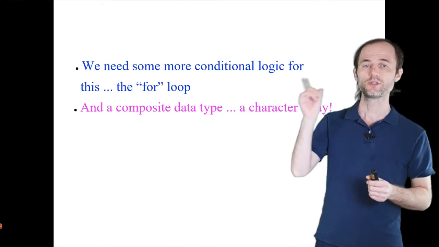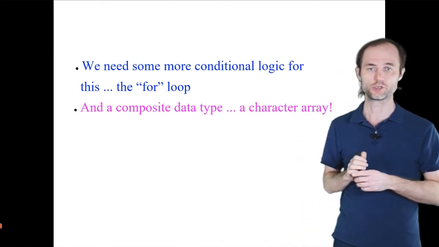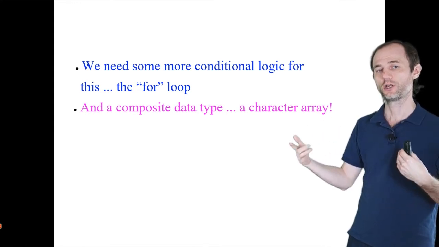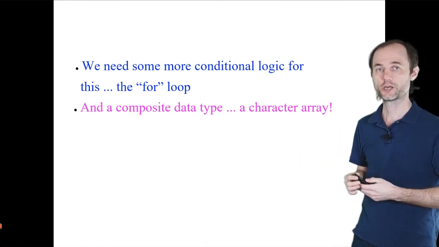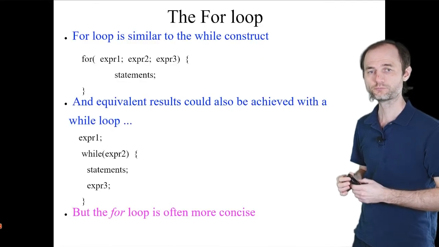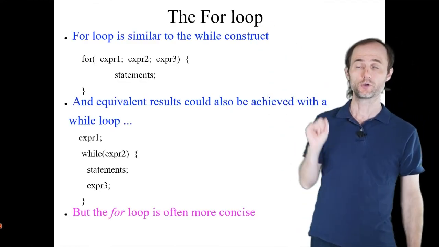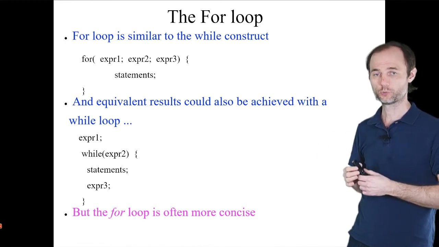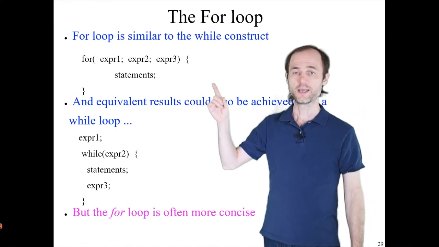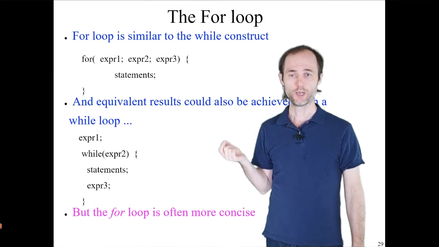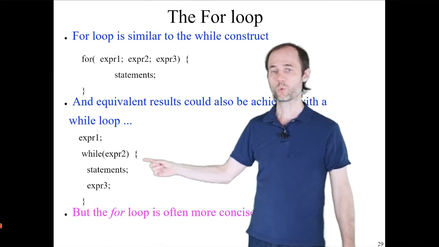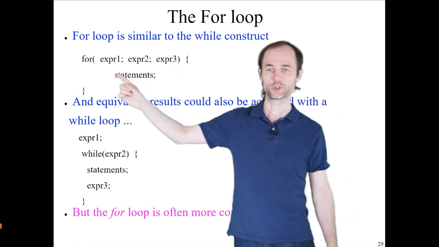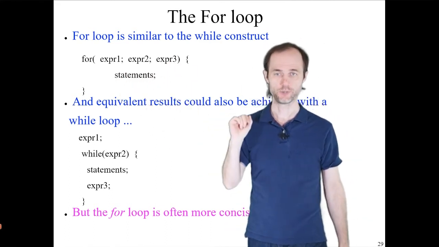But for that, we will need some conditional logic here for the for loop. And we're going to have to find a way to put these characters together. And this is what we're going to use a character array for. So we also are going to take a look at another loop construct, a for loop. The for loop looks a little bit more complicated than the while loop. Whereas while loop only had one expression, in for loop there are three expressions. Expression 1, 2, and 3, followed by statements.